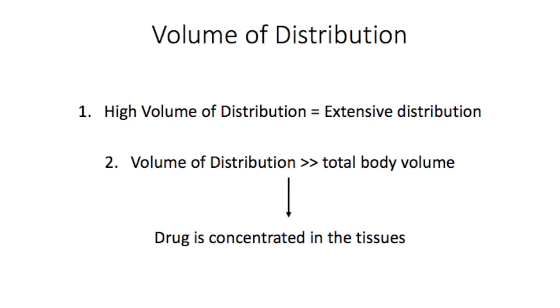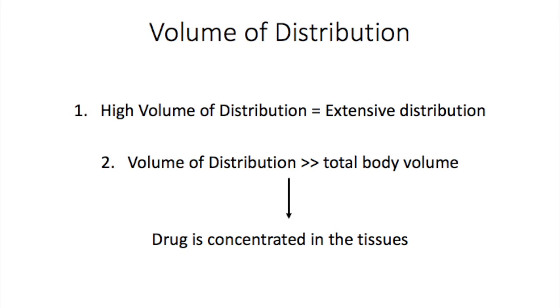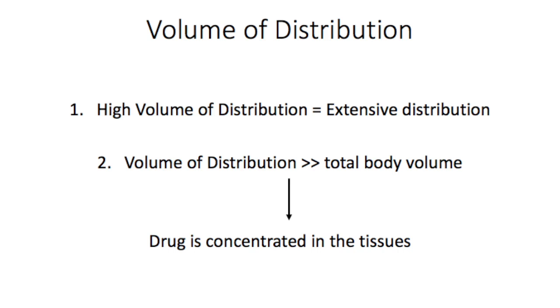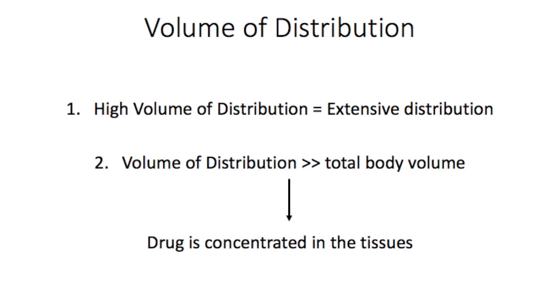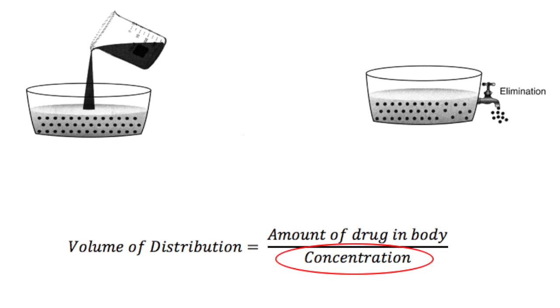Sometimes the volume of distribution can be much higher than the total volume of the body, which seems physiologically impossible. But all this means is that the drug is concentrated in one or more of the tissues outside the bloodstream, so that concentrations measured in samples taken from the blood are very low.